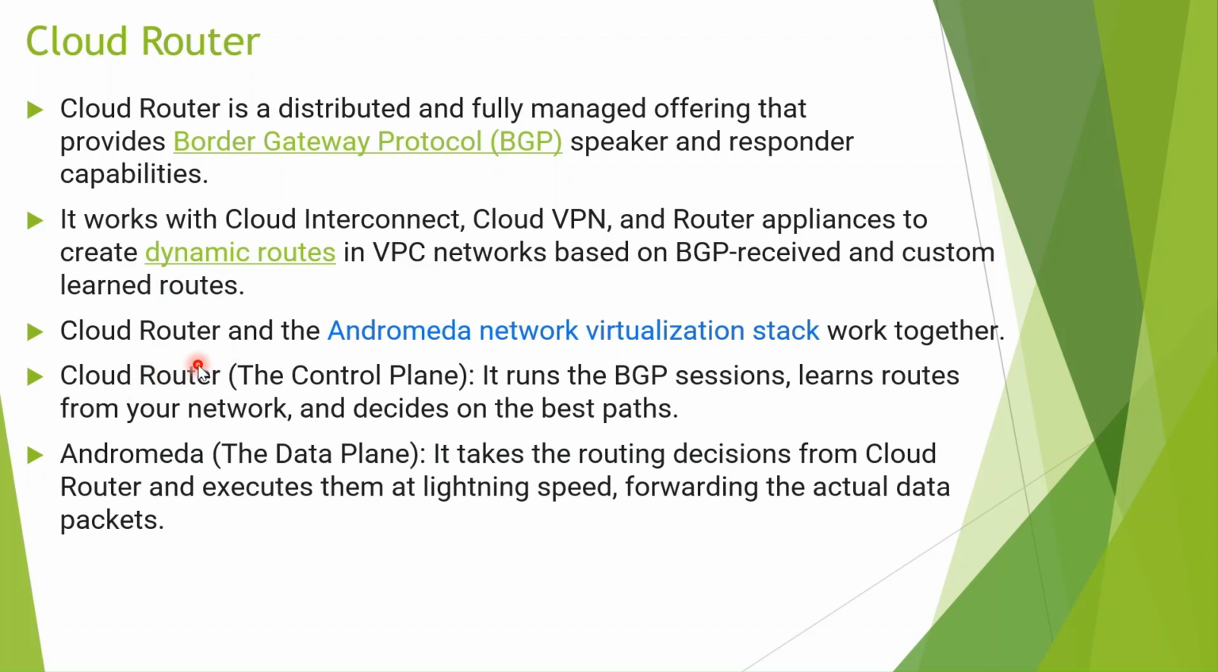Cloud Router and the Andromeda network virtualization stack work together. Basically, Cloud Router is the control plane. It is the brain of all these things. It runs the BGP sessions, it learns routes from your network, and it decides which is the best path to send the traffic. And Andromeda, the data plane, takes the routing decisions from Cloud Router. It sees how to send the data and which is the best route, and it executes them at lightning speed and forwards the actual data packets.